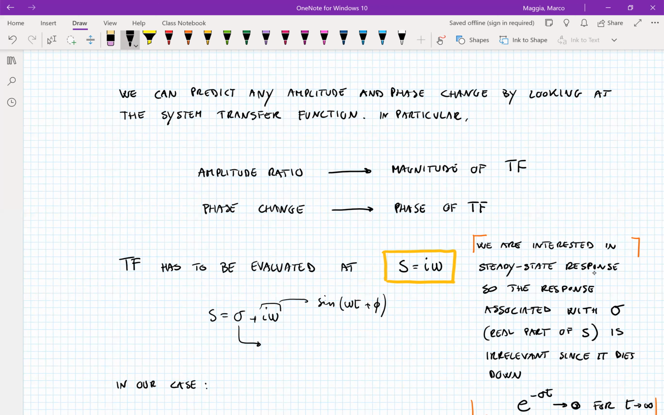Let me repeat this. The contribution associated with the real part is e to the power of sigma t. So if sigma is negative, such as in the poles for a stable system, that e to the power of sigma t goes to 0 for time that is high enough. And once again, here we're considering things after the settling time, so the contribution of the real part doesn't really matter. So we're left with the contribution of the imaginary part, which is the sinusoidal part. Therefore, we're going to substitute into the transfer function I omega whenever we see the Laplace variable s. So in other words, we're substituting the complex frequency with the real frequency, omega.